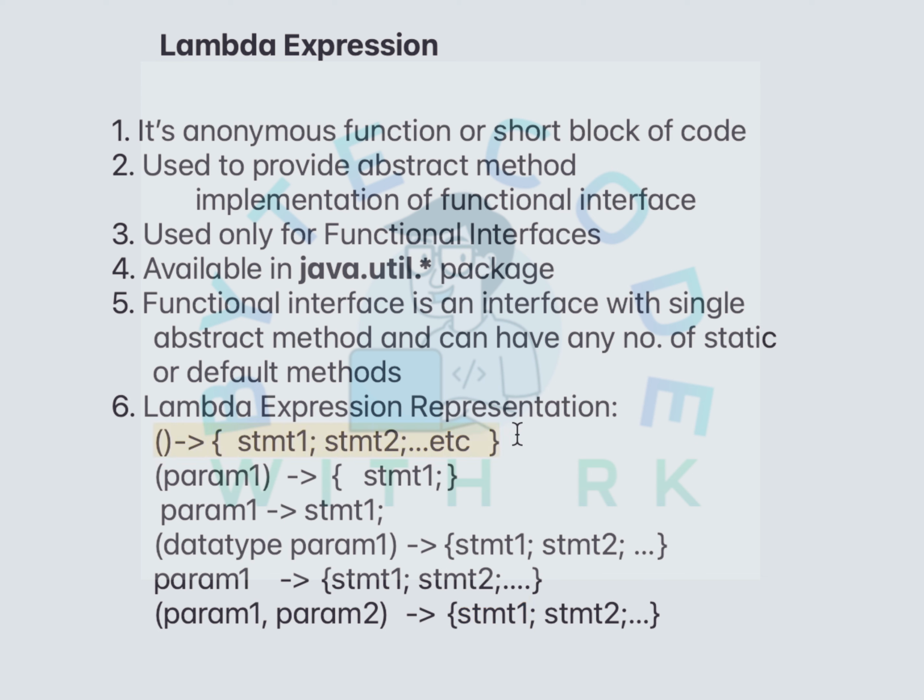The first one is empty parameters with a couple of statements, and single parameter with single statement, single parameter with single statement without curly braces and parentheses. Then a single parameter with a couple of statements, and a parameter which includes a data type also. And then single parameter with multiple statements, and multiple parameters with multiple statements, or you can write a single statement also. So this is all about the theoretical part of the Lambda expressions.